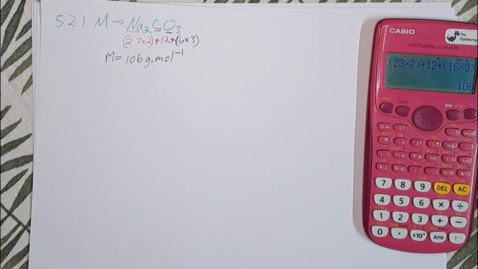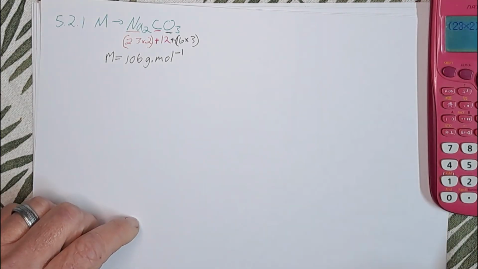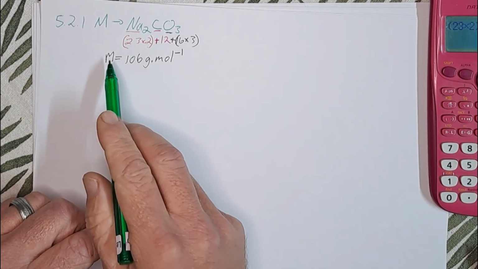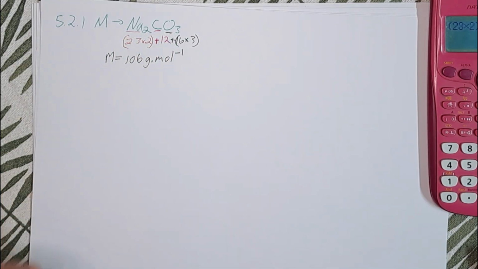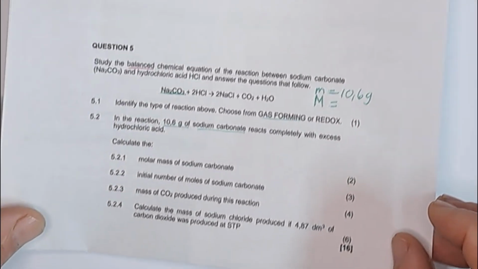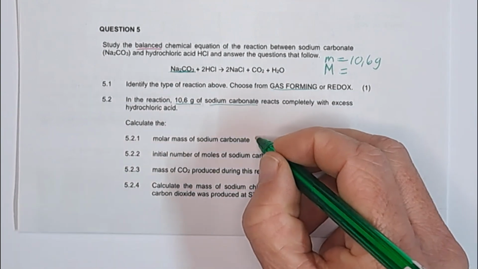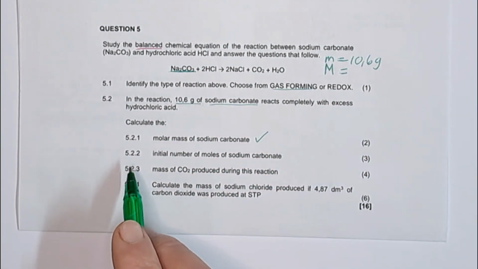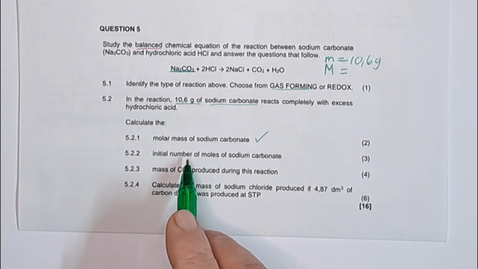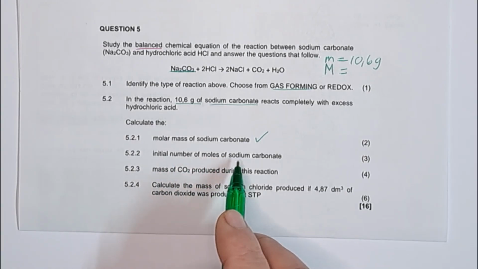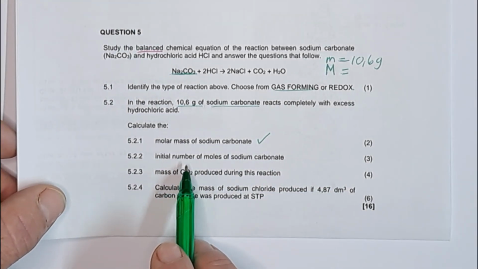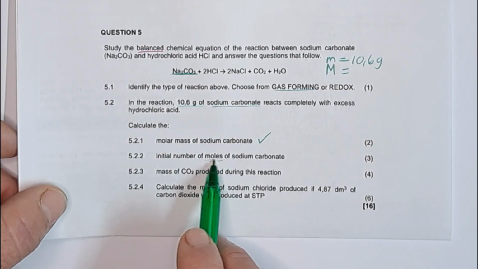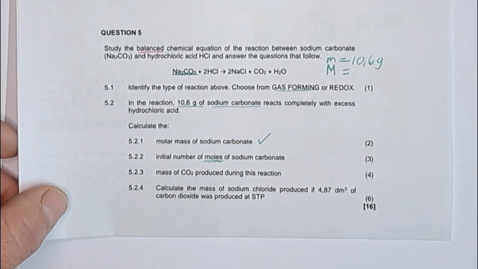Alright, so after this question we have 2 things. We have the molar mass now for sodium carbonate, and we have the mass of sodium carbonate. Let's go back to the question then. So we're done with that. Perfect. Question 5.2.2. Initial number of moles of sodium carbonate. So they're asking initial number of moles. They want us to calculate the moles.